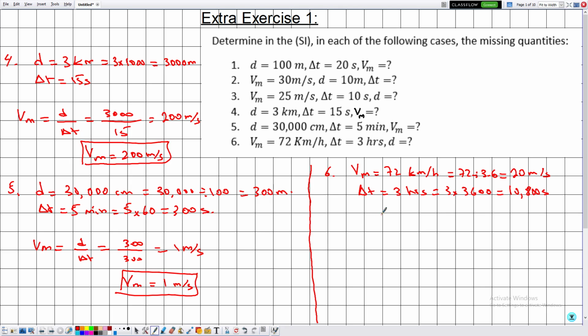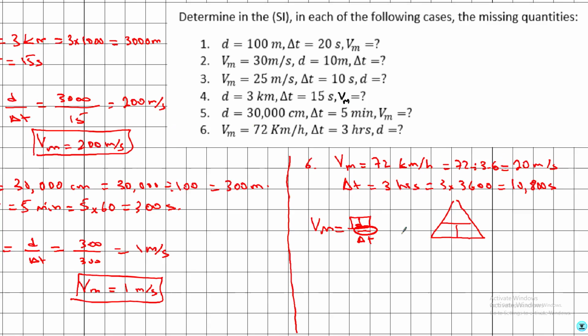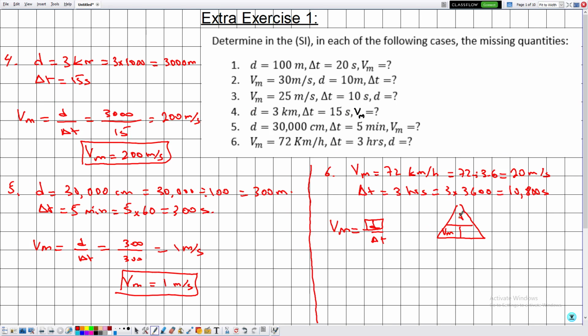Now we are interested in determining d, so let's write the relation that relates Vm, delta t, and d, which is given by Vm is equal to d divided by delta t. We are interested in determining d. Constructing the triangle of this formula here, because we have divide, Vm will be at the bottom, d at the top, delta t here. Putting our hand over d, then d eventually is given by Vm multiplied by delta t.